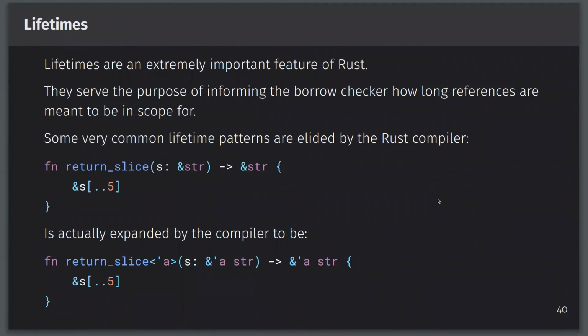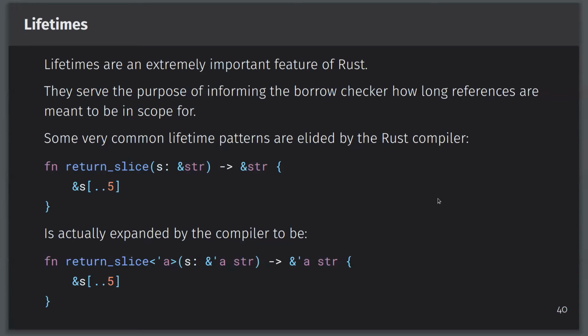Now, some very common lifetime patterns are actually completely elided, right? Because let's say you take in a reference to a string and then you return a string. What's the lifetime of that string, that reference, the returned reference? Can anyone guess what the lifetime of this returned reference is? When does the returned reference go out of scope? Is it before the input reference? Is it after the input reference? Or is it the same time? So it's the same time, yeah, exactly.